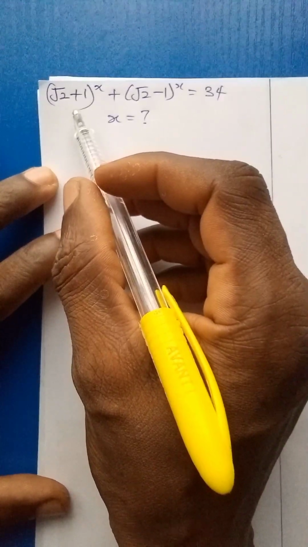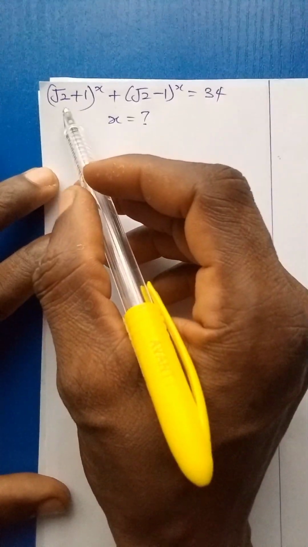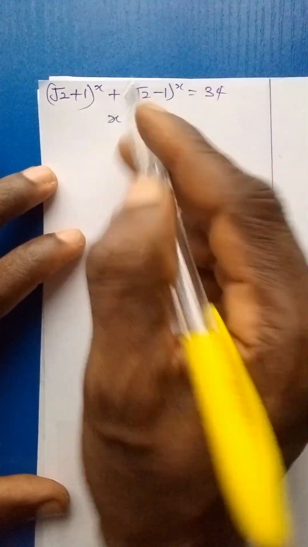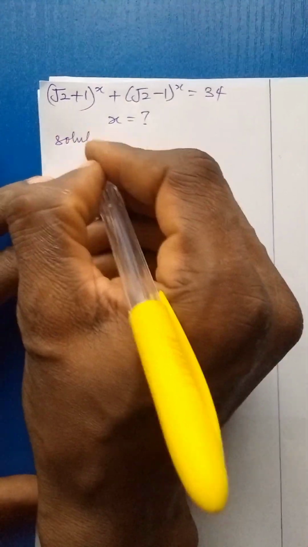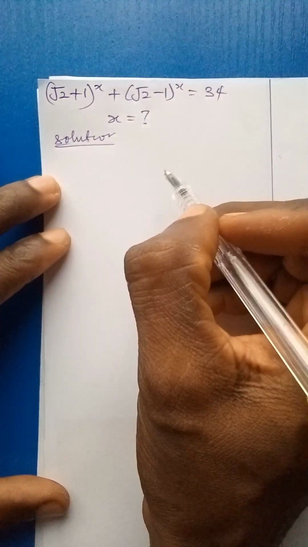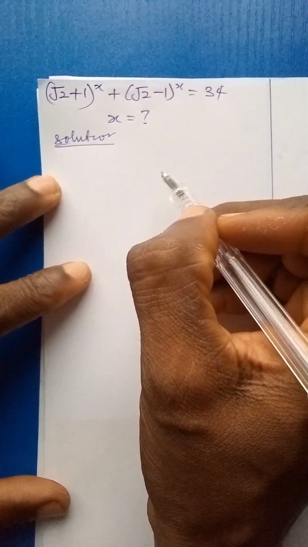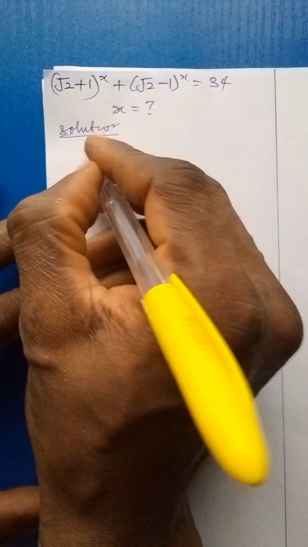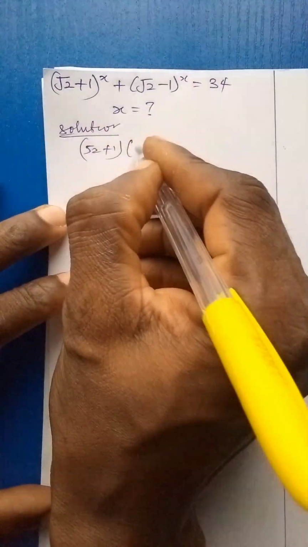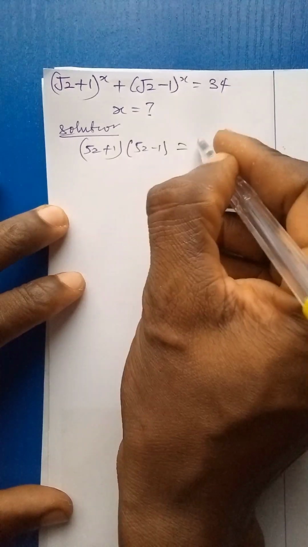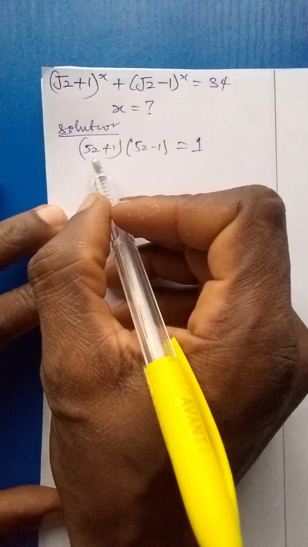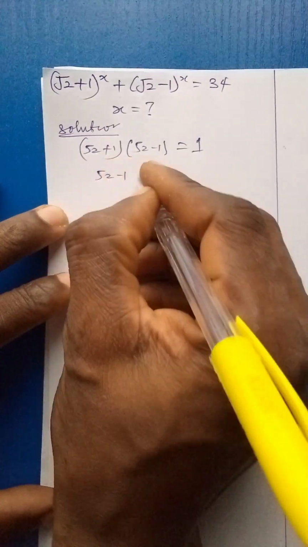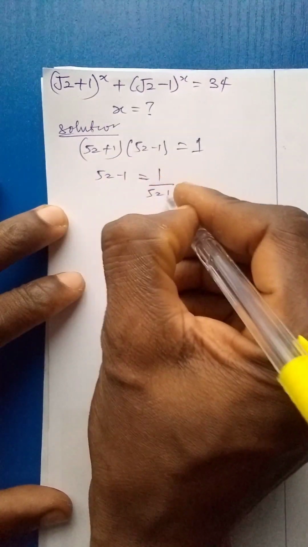When we examine the left-hand side of the problem, we will see that they are surdic expressions, and at the same time, they are conjugates. This information will help us to make a very nice substitution which will aid the solution of this problem. For example, if we multiply the conjugates, that is √2 + 1 by √2 − 1, we are going to get 1. And if we divide both sides of the expression by √2 + 1, we have √2 − 1 is equal to 1 over √2 + 1.